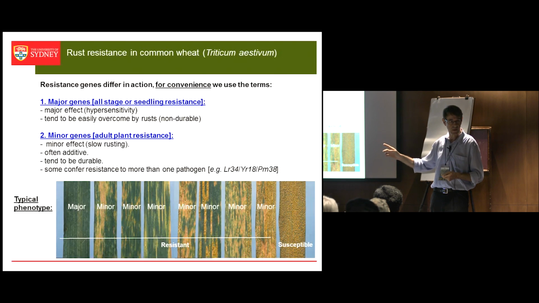And LR34/YR18 is not the only one. We know of at least two or three others in wheat that give this broad spectrum resistance. So they're really, really useful to breeders.